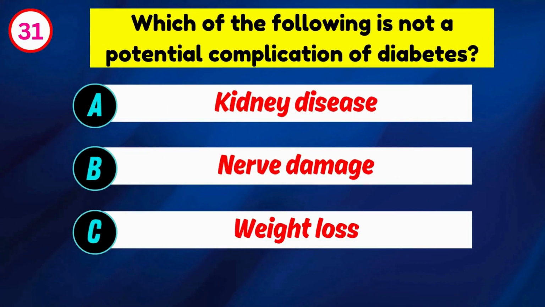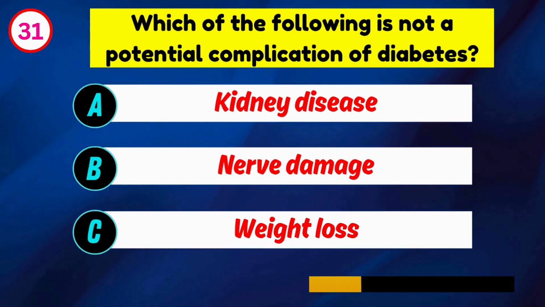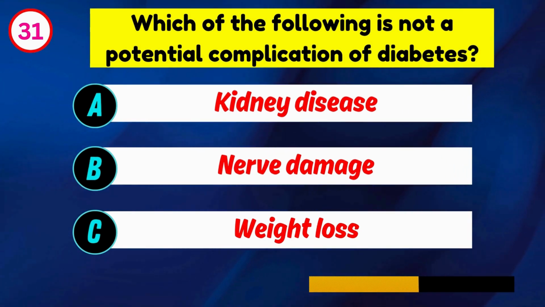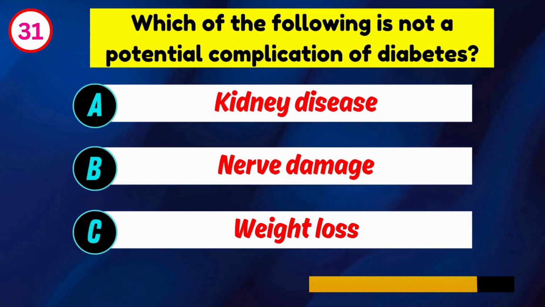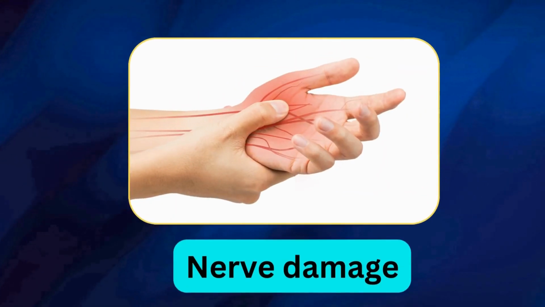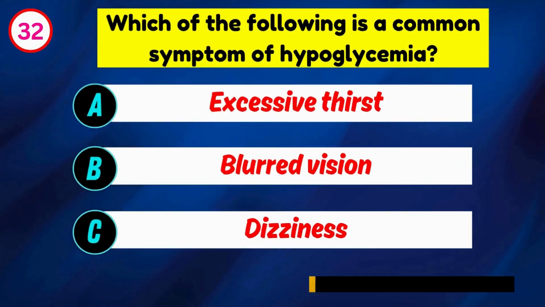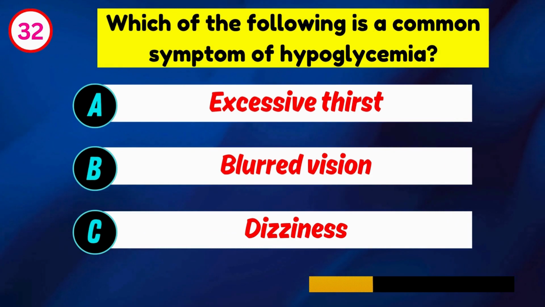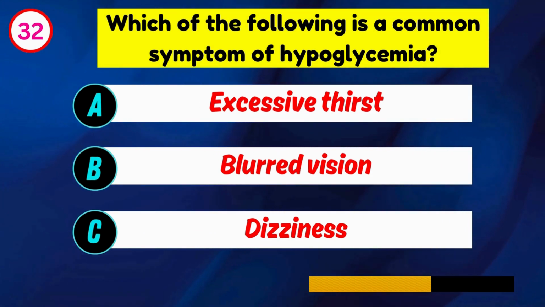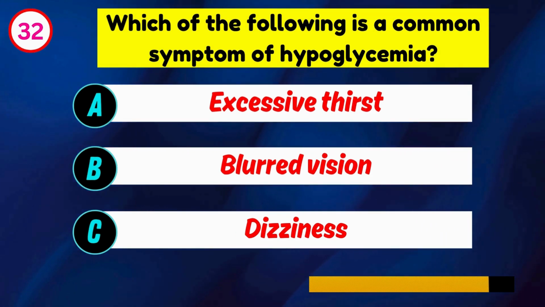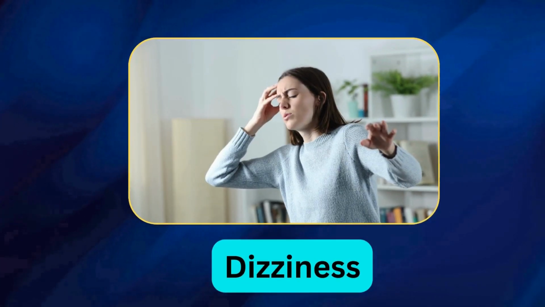Which of the following is not a potential complication of diabetes? Kidney disease, nerve damage, weight loss. Nerve damage. Which of the following is a common symptom of hypoglycemia? Excessive thirst, blurred vision, dizziness. Dizziness.